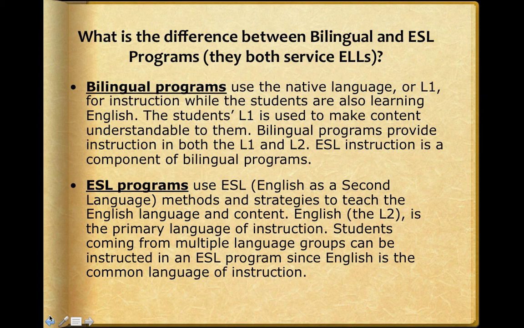Okay, so let's talk about ESL programs. ESL programs use ESL, English as a Second Language, methods and strategies to teach the English language and content. So English, the L2, is the primary language of instruction. Students coming from multiple language groups can be instructed in an ESL program since English is the common language of instruction.